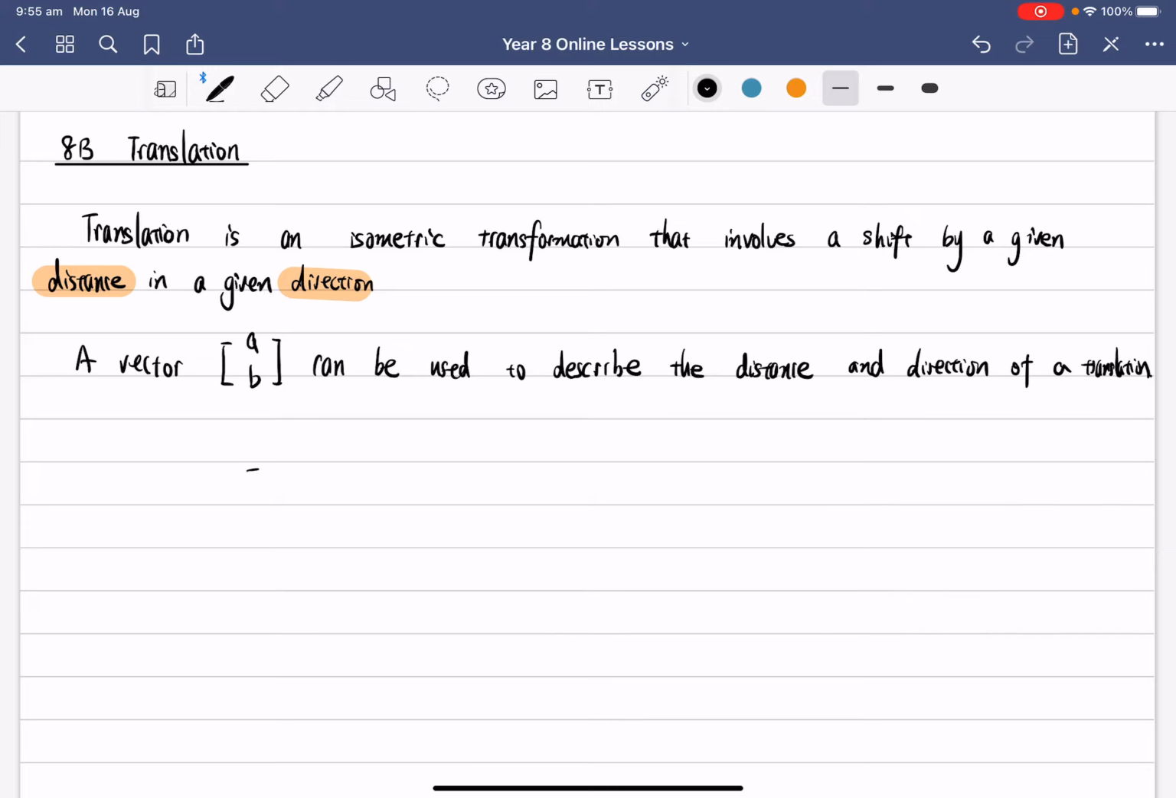If we look at this vector here, we've got a and b. This a here represents the horizontal change in distance. If it's positive, then you're moving to the right. If it's negative, then it's moving to the left. So basically, this a represents the horizontal change of distance. Therefore the b here is actually pretty easy. It's the vertical change of the distance.